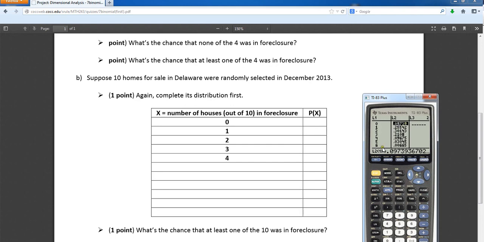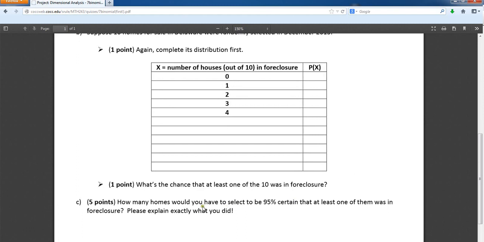So that's that. And last but not least, how many homes would you have to select to be 95% certain that at least one of them was in foreclosure? Now, what I want to do with this one is think about it from your second project. This is a pumpkin seed problem. How many pumpkin seeds do you want to plant to be at least 95% certain that at least one is going to germinate?